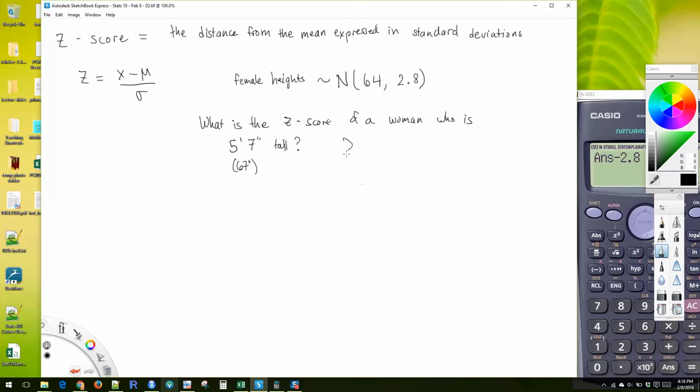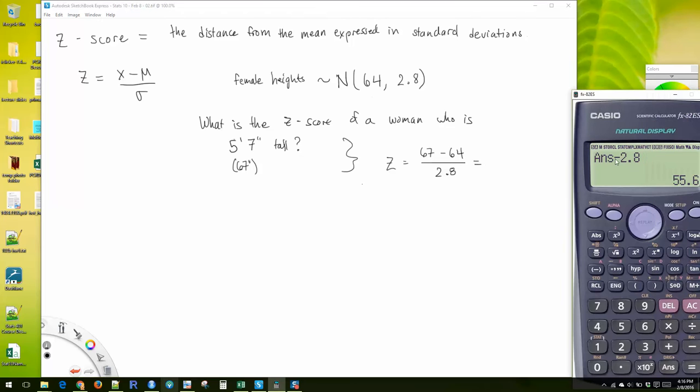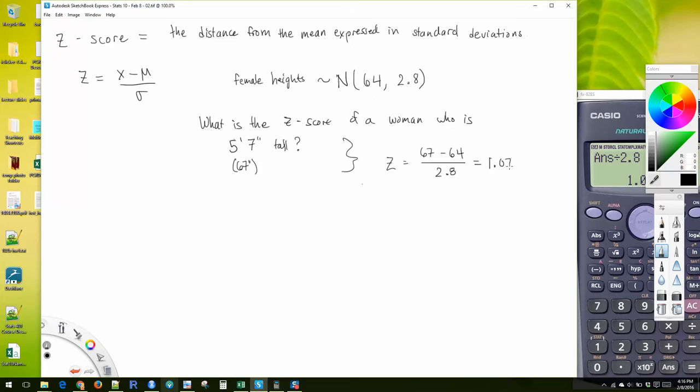Okay, so this we would say z is equal to 67 minus 64 divided by 2.8. 3 divided by 2.8 gives us 1.071. Okay.